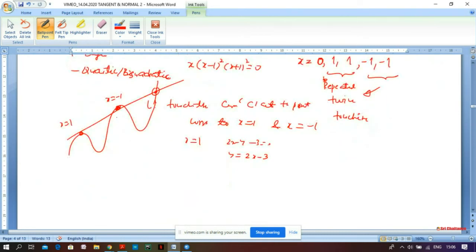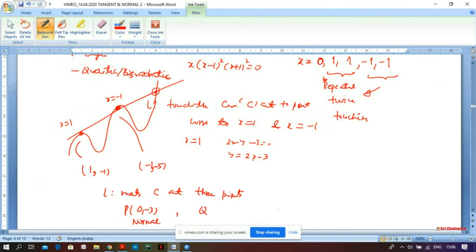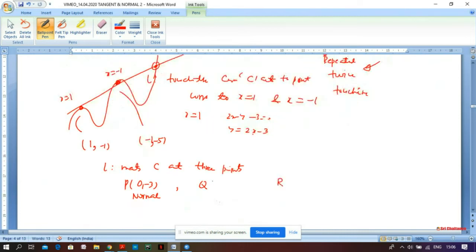So at x equal to 1, this point is given by x is 1 and y is 2 minus 3, that is negative 1, and this point is x equal to negative 1 and y is minus 2 minus 3, which is negative 5. So we know that, in conclusion, L meets C at 3 points. One point already given, that was normal, that was P at 0 comma minus 3. It also meets the curve at points Q and R, where Q is 1, minus 1 and R is negative 1, negative 5. Here it is tangent.